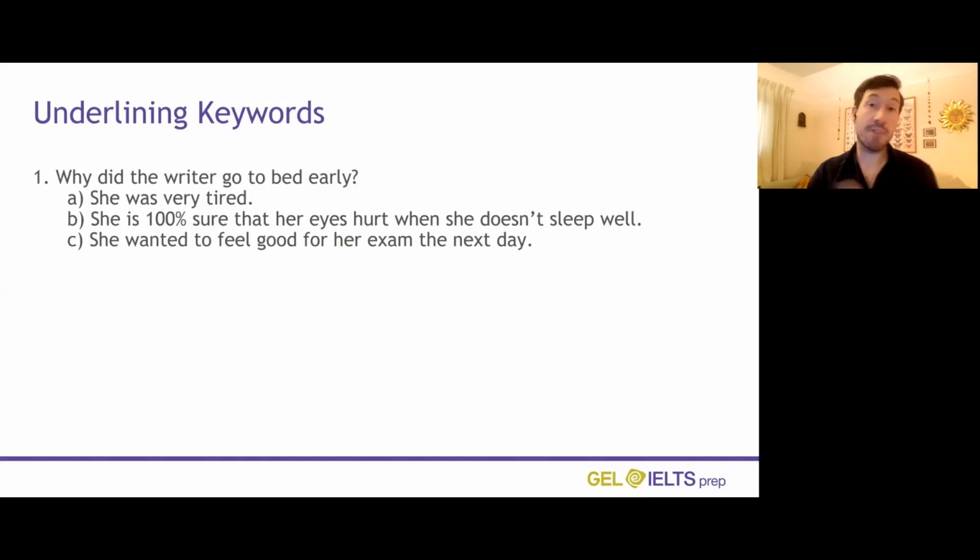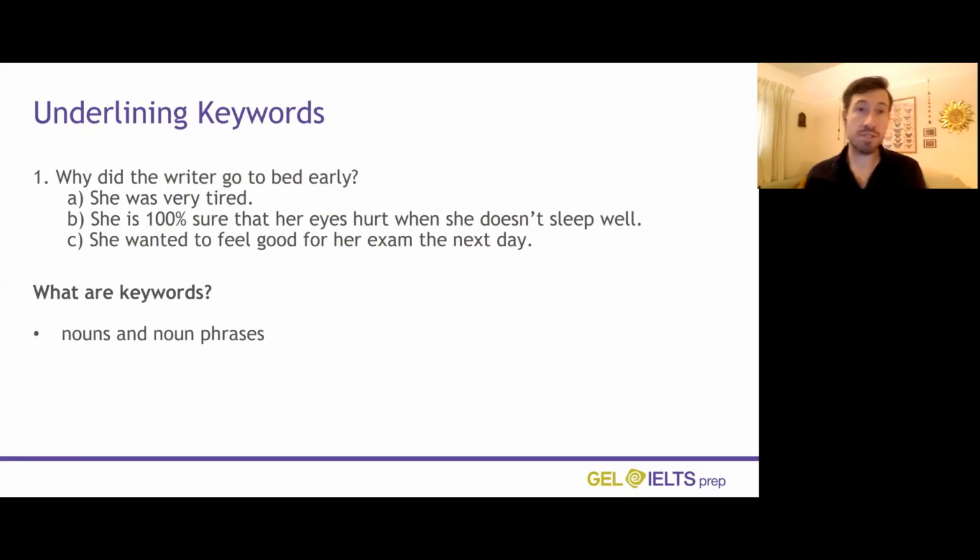Now, the first step that you want to do whenever you get a question like this is to highlight the key words in there. And we're going to look at what we mean by key words. Well, keywords for starters are nouns and noun phrases. So like in here, we've got the writer, we've got her eyes, we've got her exam as well. So I'd want to highlight those things there.